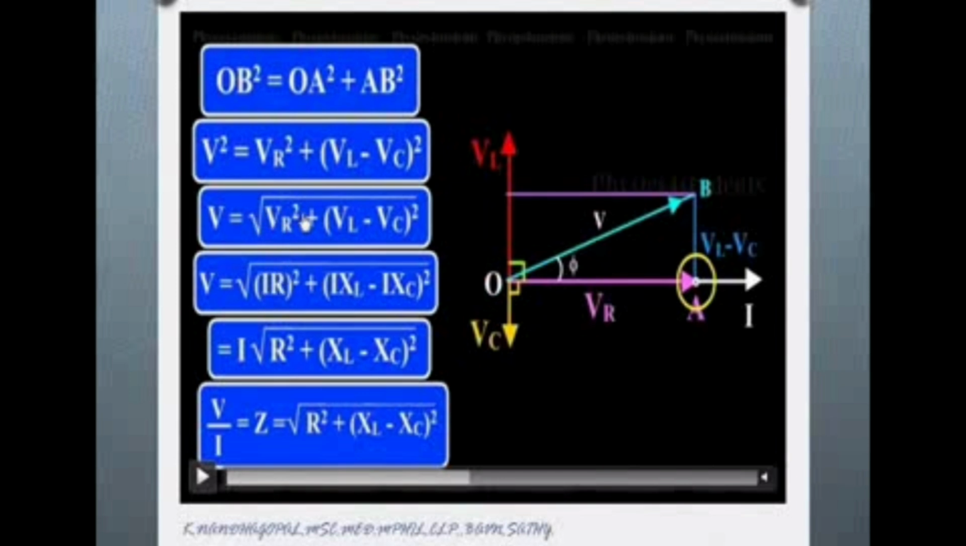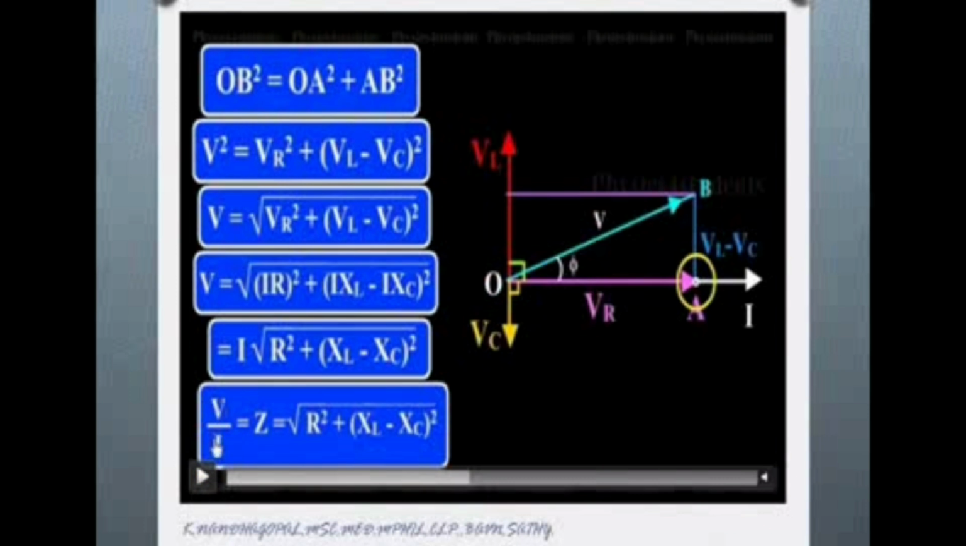Inside the square root we write and substitute the values. V equal to IR according to Ohm's law. VL equal to I into XL, where XL is the inductive reactance, that is nothing but the resistance of the inductor. And VC is I into XC, where XC is called capacitive reactance, the resistance of the capacitor. So I is common, so we can take it outside. So V equals I times the square root of R square plus XL minus XC the whole square.